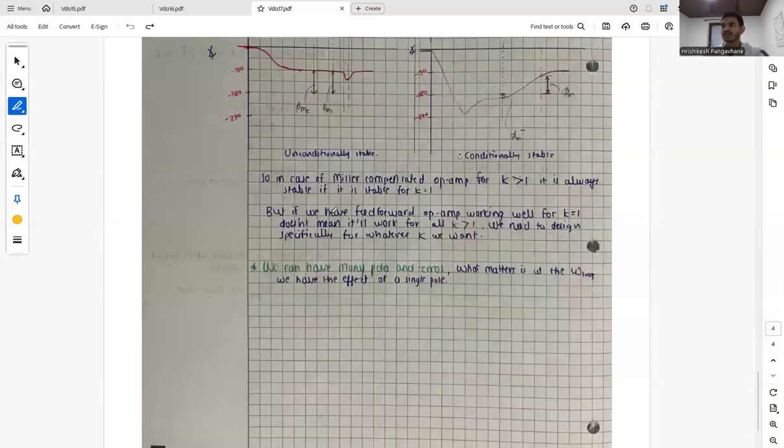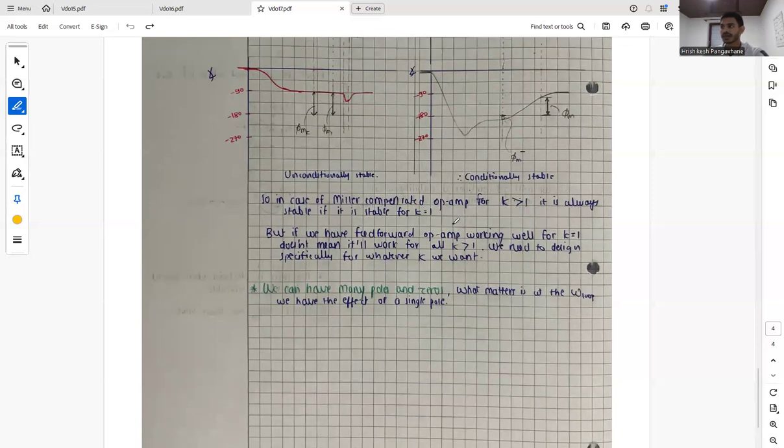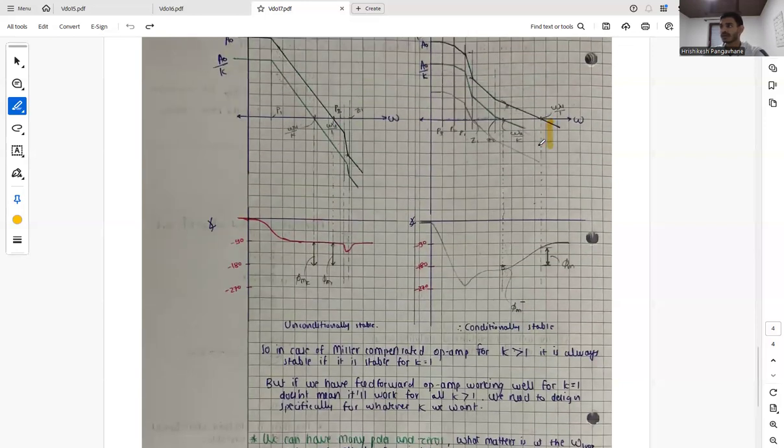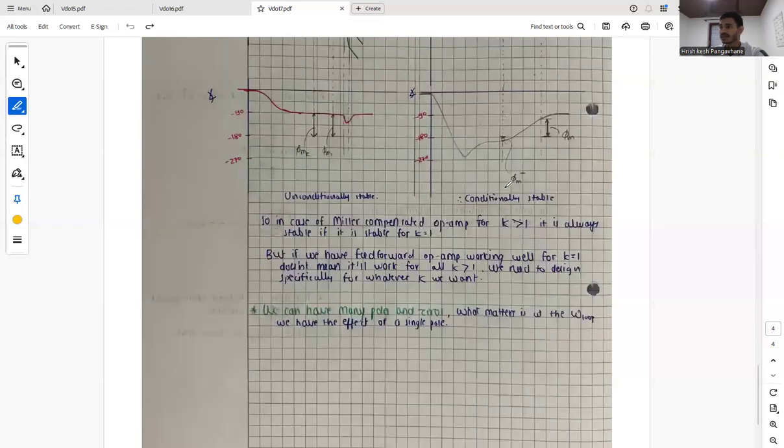In the case of the Miller compensated op-amp, for k greater than 1, it is always stable. If it is stable for k equal to 1, we can say that for higher values of k, it will always be stable. But if we have a feed-forward op-amp working very nicely for k equal to 1, that does not always mean that it will work for all the values of k greater than 1. We need to design specifically for whatever k we want.